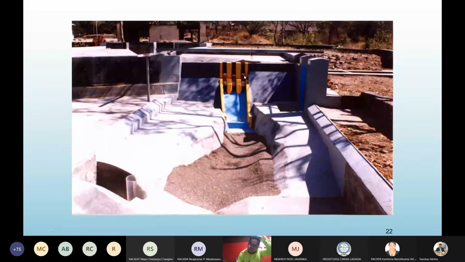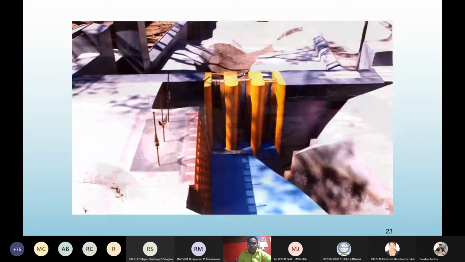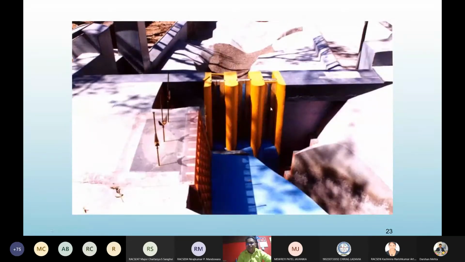My boss, Bhaskar madam, has done her PhD on that. Okay, see, you can see the upstream view. This is the breast walls, breast wall types, breast wall 1, 2, 3. So you will get this one. So your power intake. You have to maintain the full reservoir level.